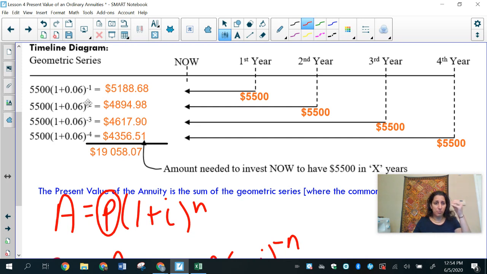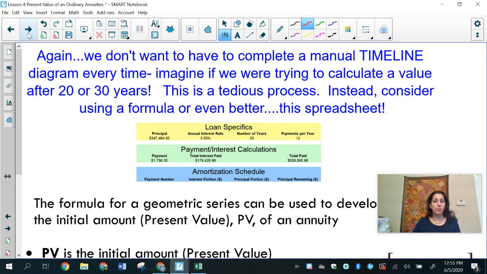The series is because you multiply by 1.06 every time. That's where these numbers came from. But what if this was a mortgage or something that you were paying off in way more years than just 4? You do not want to do this tedious process. So that's where this formula comes in.